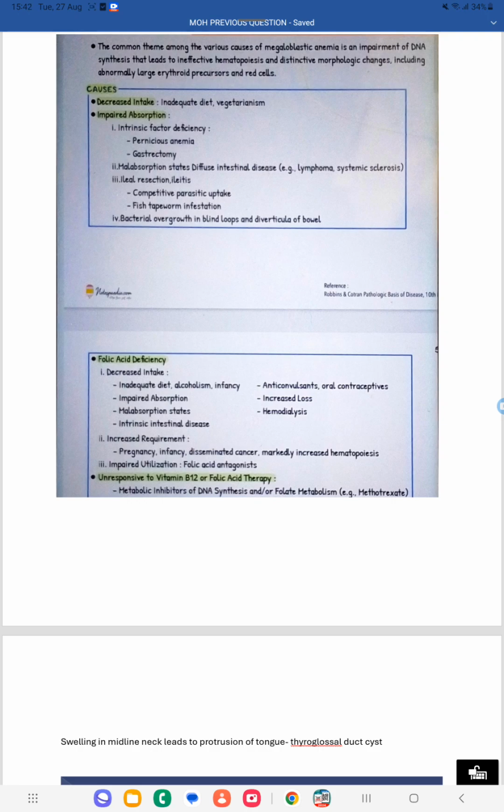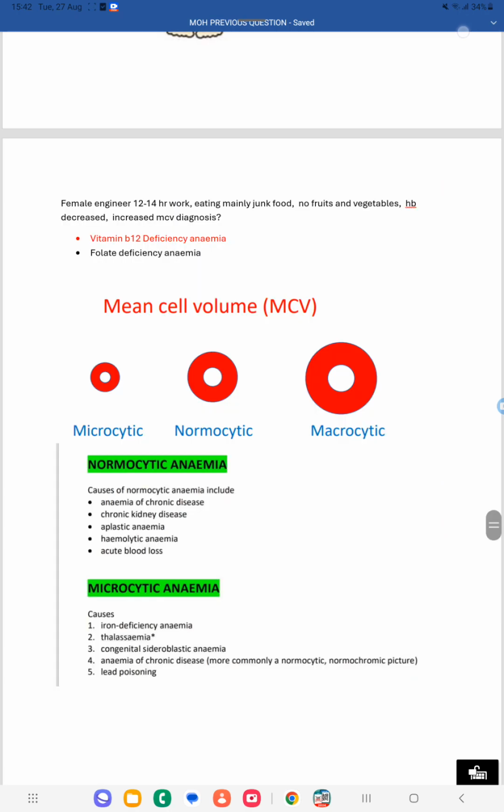So fatigue is indicating vitamin B12 deficiency. So here the question was anemia plus increased MCV, so macrocytic anemia. Macrocytic anemia you can see in vitamin B12 and folate deficiency. Here they are telling eating mainly junk food. So mainly it is pointing to vitamin B12 deficiency anemia. So the answer will be vitamin B12 deficiency anemia.